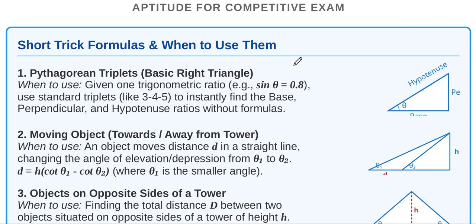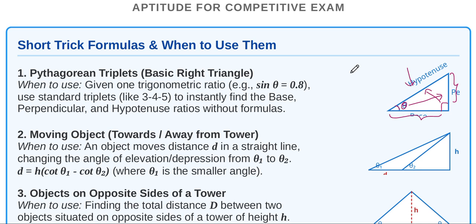To solve this type of question in your competitive exam, you must know the basic trigonometry rules. For example, in the right angle triangle, let's say our angle theta is here. The opposite side of theta is called opposite or height, and this is called base. And this side opposite the 90-degree angle is called hypotenuse.